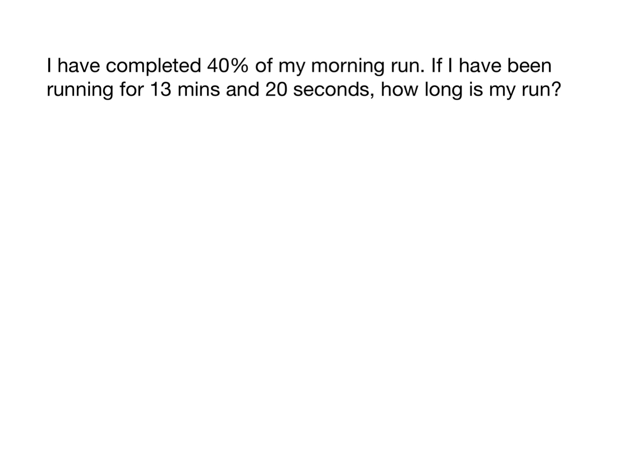So I've completed 40% of my morning run after I've been running for 13 minutes and 20 seconds. I'm trying to find the total length of my run. So basically what's happened here is I've got some number, the length of my run. I've taken 40% of it and ended up with 13 minutes and 20 seconds. So I've got the final amount. So what I can do is just take that final amount, 13 minutes and 20 seconds, and divide by 40%. Now 13 minutes and 20 seconds, you can't really put that in your calculator.